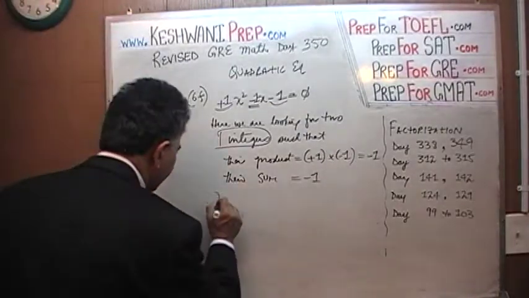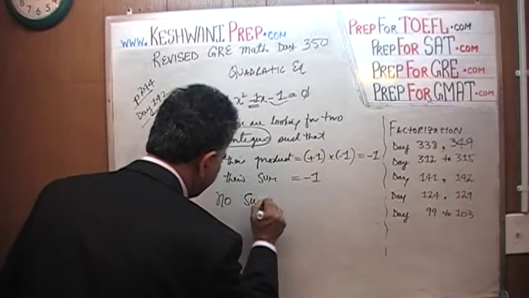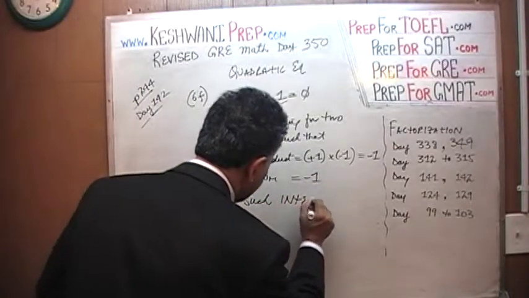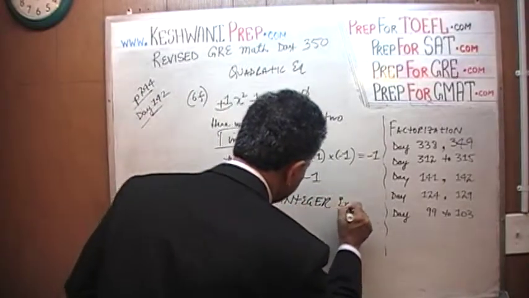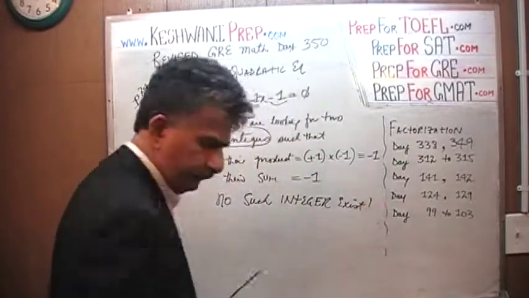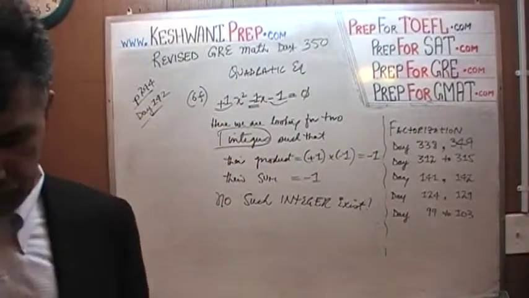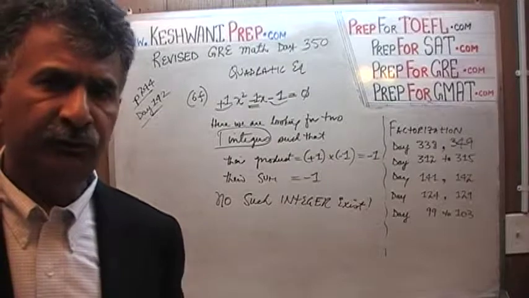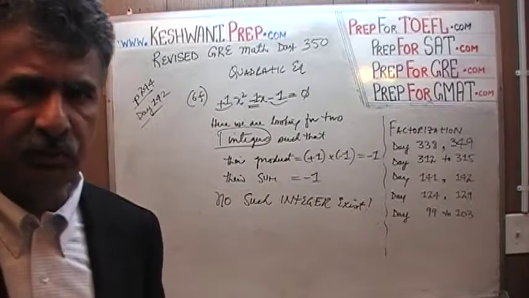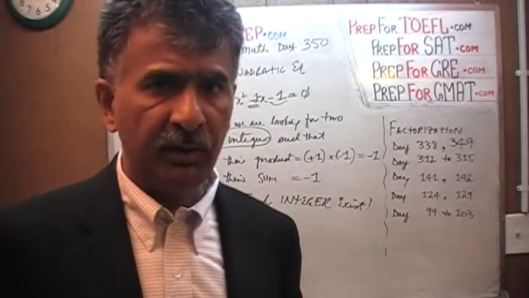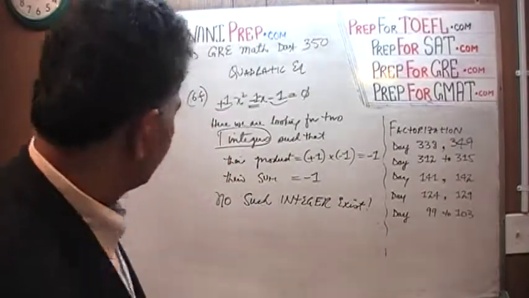No such integers exist. Our only salvation is to use the quadratic formula. We must use the quadratic formula here. There is no other choice. So let's use the quadratic formula, shall we?